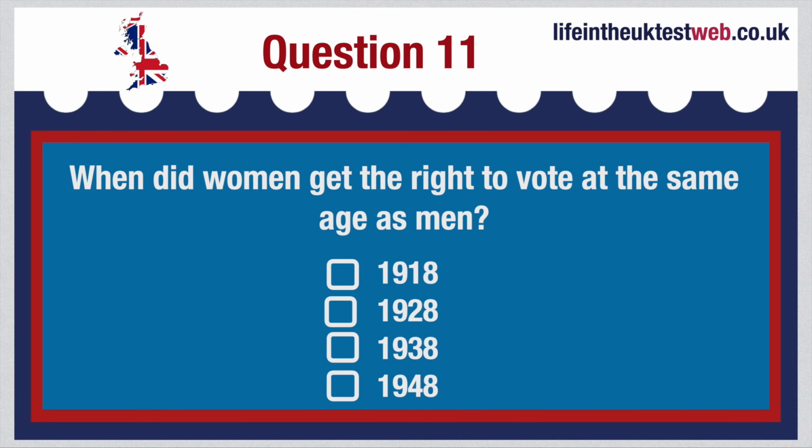When did women get the right to vote at the same age as men? 1918, 1928, 1938, or 1948? The correct answer is in 1928, women were given the right to vote at the age of 21, the same as men.